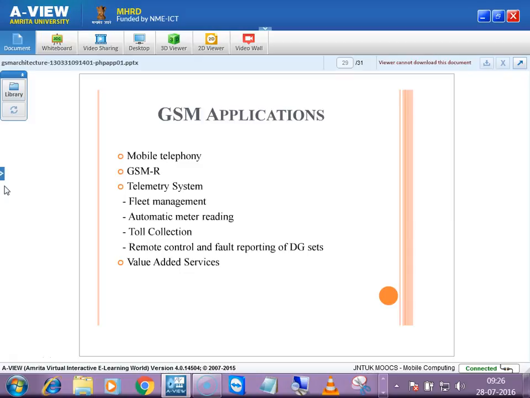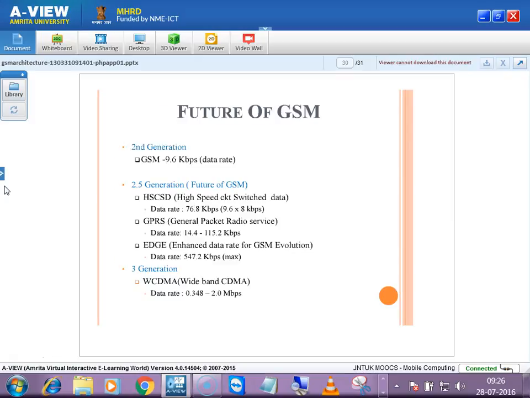GSM applications are these applications. There are many applications in mobile phones you are using for voice, like mobile telephony and telemetry, in vehicles and in petrol bunks and toll collection. For all these services we will be using GSM. These are some of the applications which use GSM.